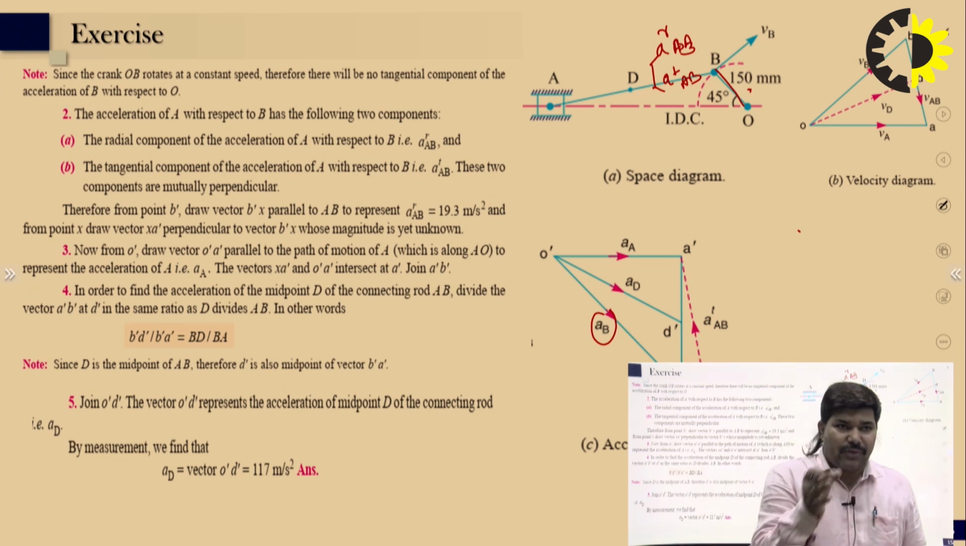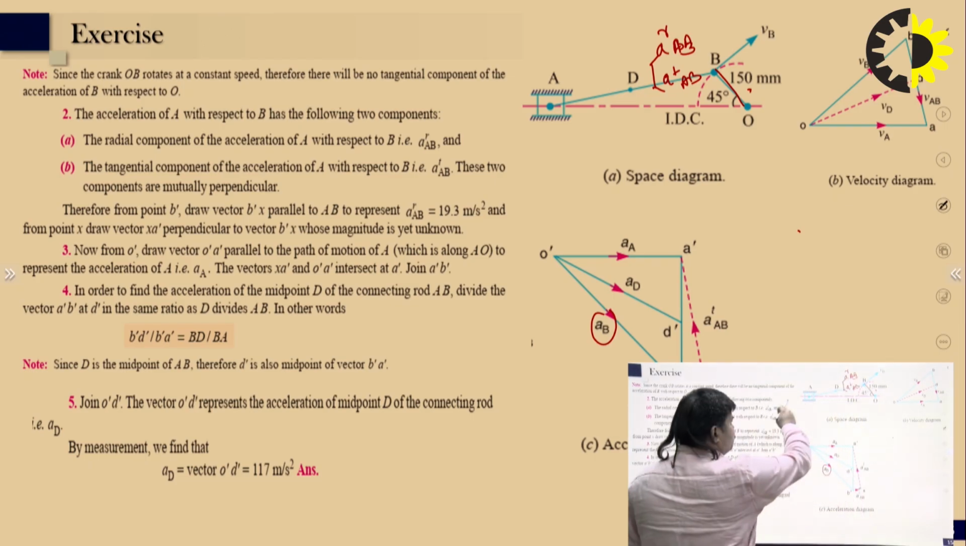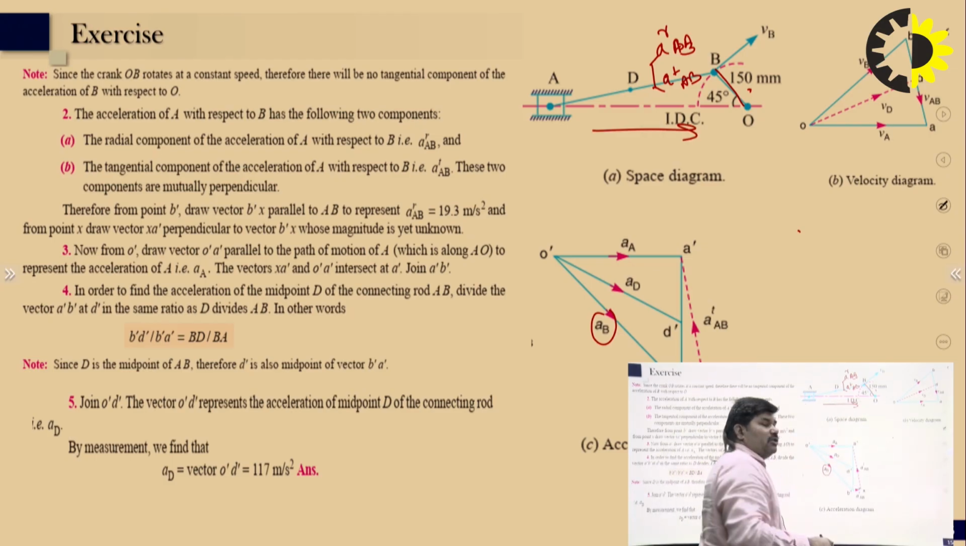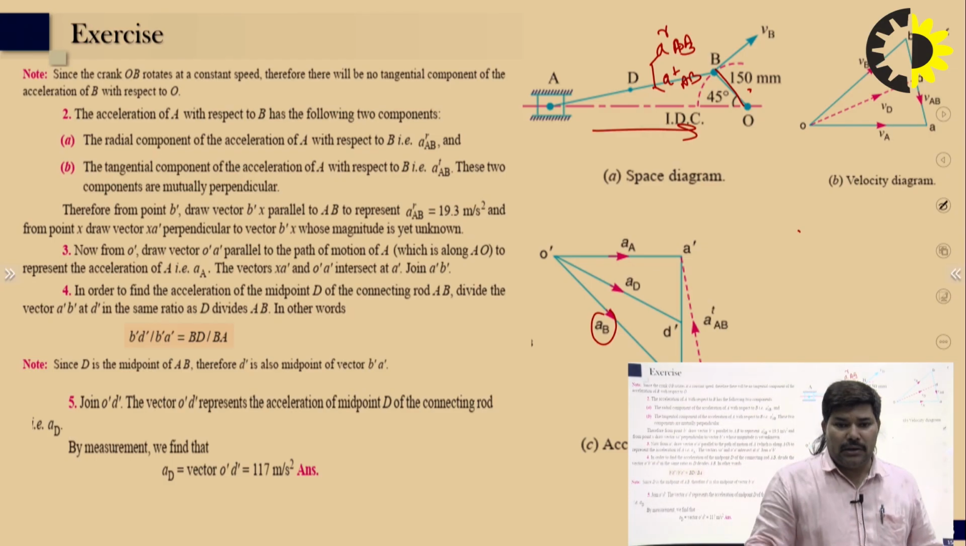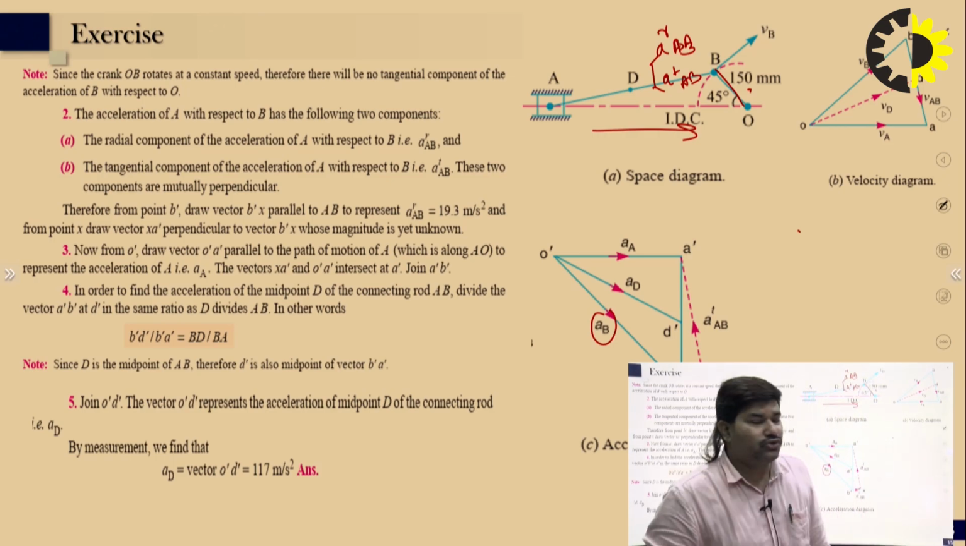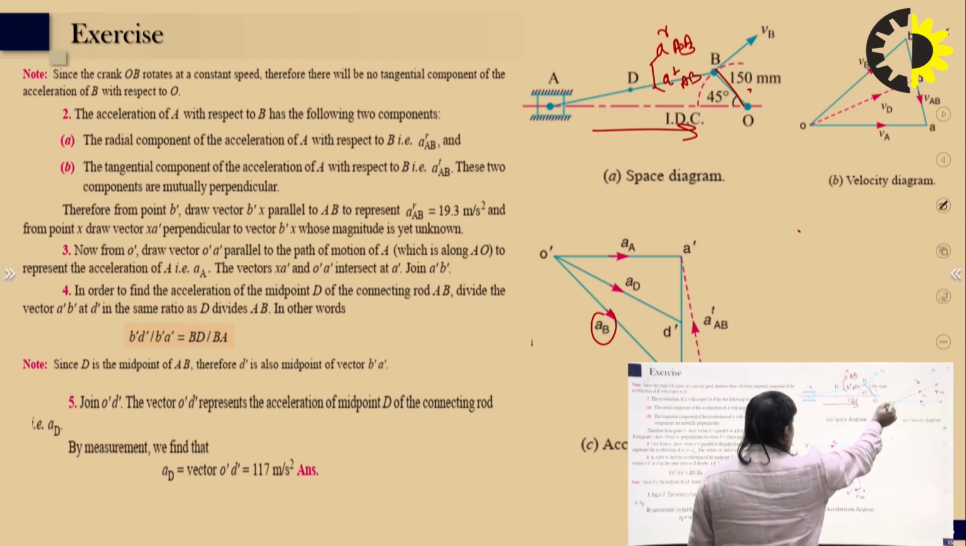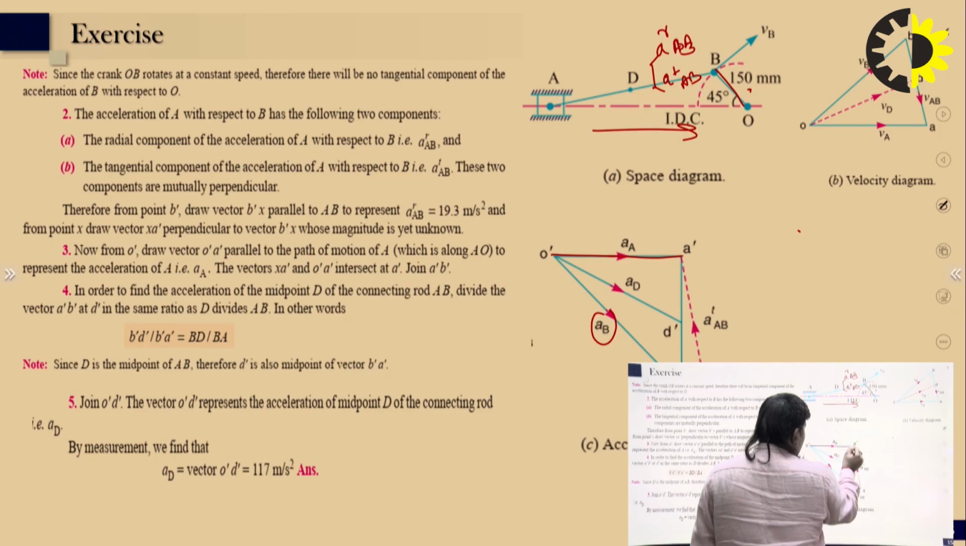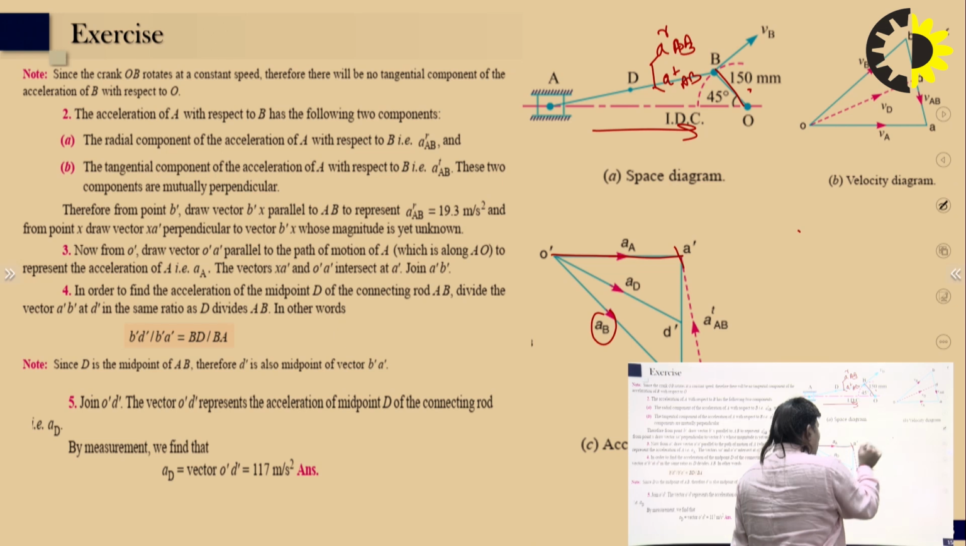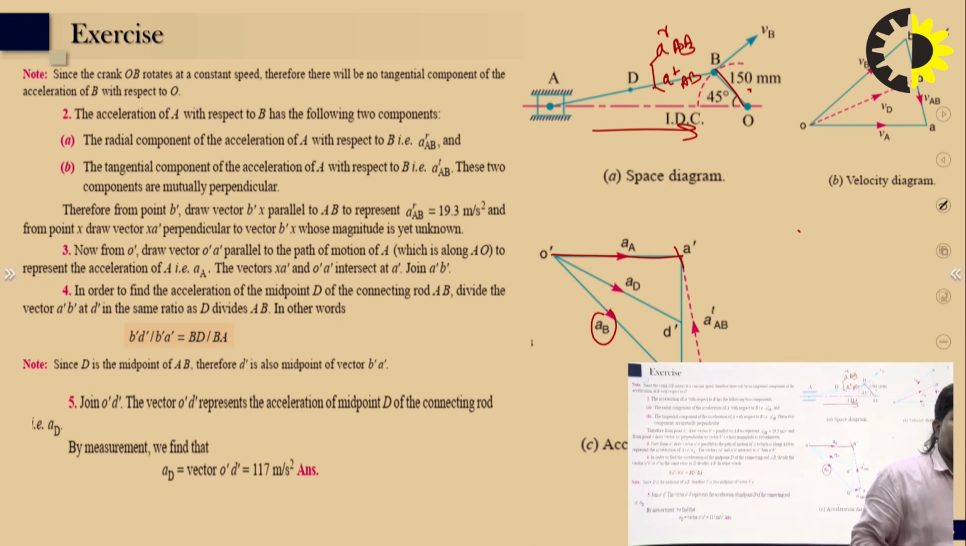After that, we can go from O dash to A dash, because the slider moves along only this line. So there is no centripetal acceleration there, the slider only moves along A to O. So we can draw a line parallel to this. This line from O dash cuts the other line at some suitable point, and this position is known as A dash. O dash to A dash represents the acceleration of A, and X to A dash represents the tangential acceleration of link AB, right?